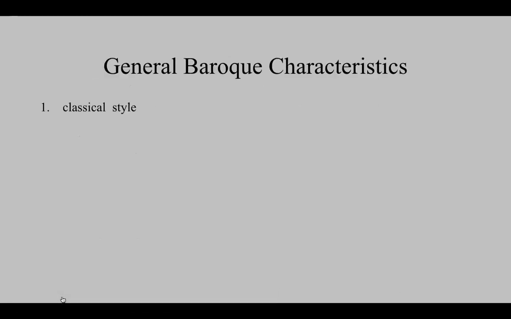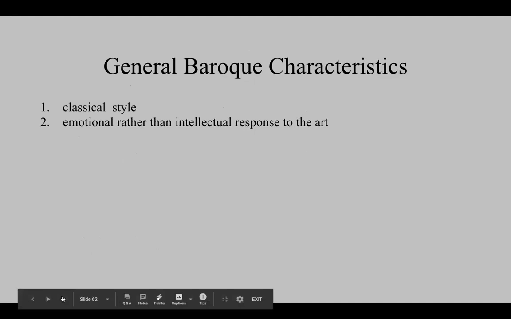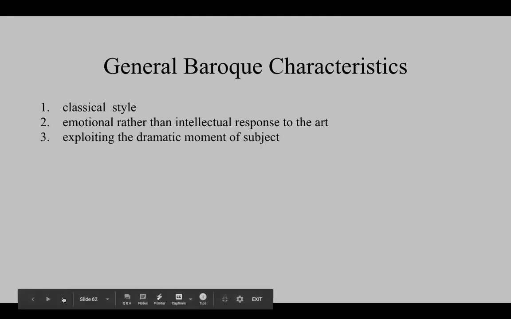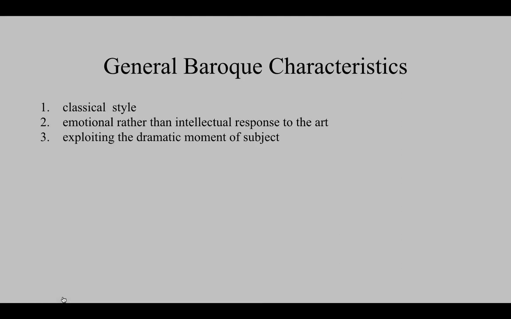So the general characteristics of Baroque, there's a lot of them. It's still very classical. One of the ones you probably want to make sure you jot down is that there's a lot of emotional rather than intellectual content to the artwork. So Baroque is basically the Hellenistic of the Renaissance. It's kind of just a later version of the Renaissance. It's very Hellenistic in that it's very emotional. They often exploit the most dramatic moment of a subject. So when telling a story, we normally have paintings of that climactic moment.